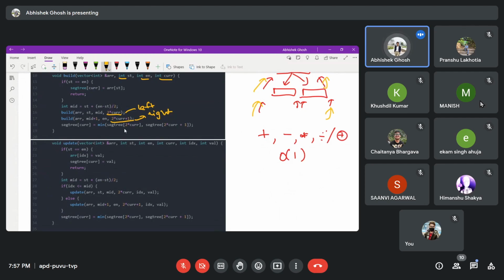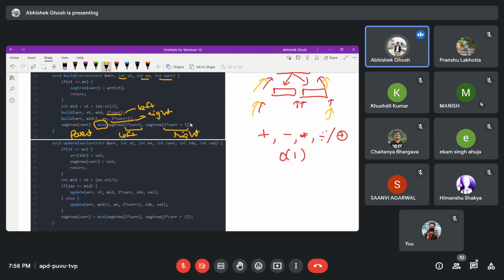So segment tree of 2 into cur will actually have the correct value of the left child, and segment tree of 2 into cur plus 1 would have the value for the right child. Now since the query was minimum, we perform the minimum of the two values, and minimum is a constant time operation, so it will not multiply the complexity with anything large, right? So segment tree of cur, which is our parent, is the minimum of left child and the right child.